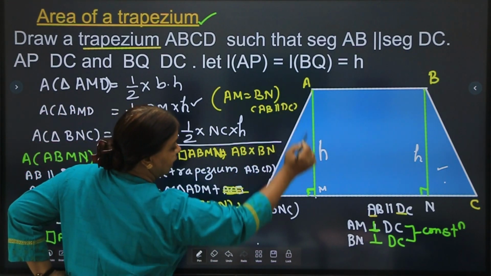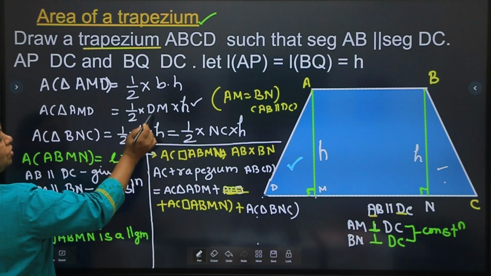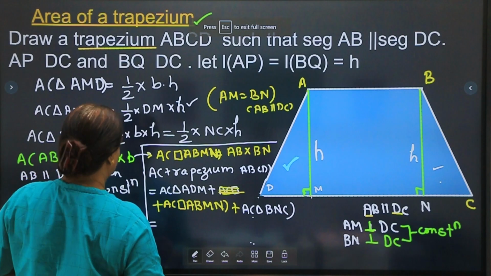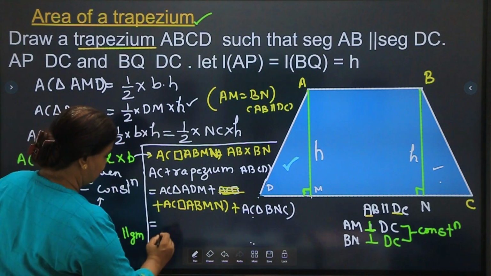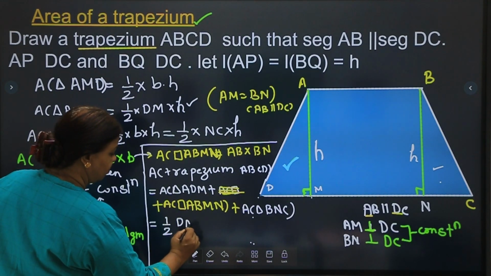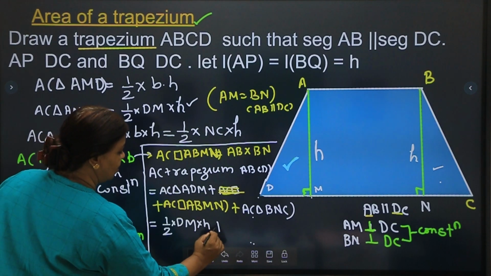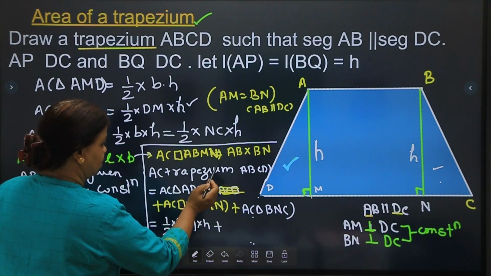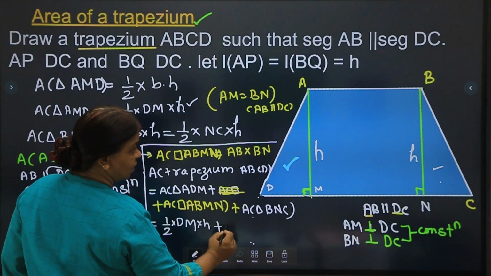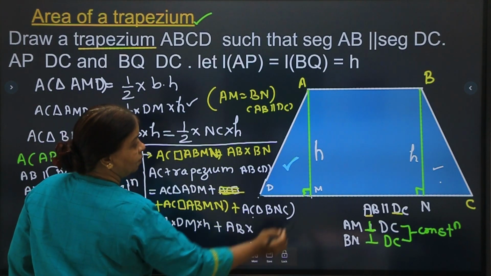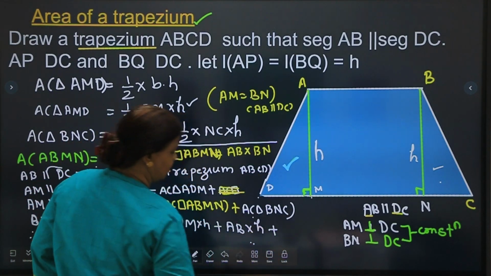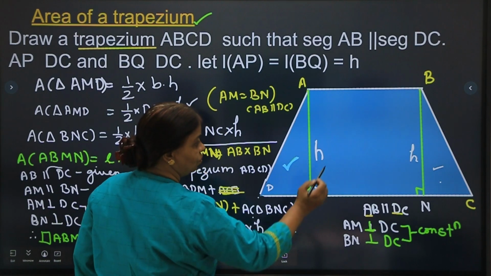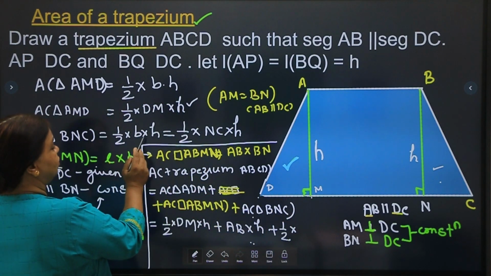area of triangle ADM, that is AMD, is half into DM into H. Plus area of ABMN is AB into BN, and BN is nothing but H. Plus area of triangle BNC is half into NC into H.